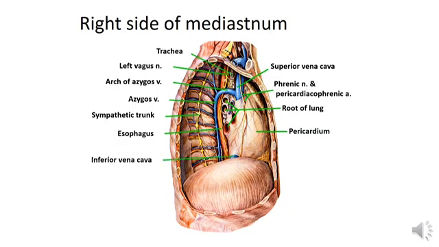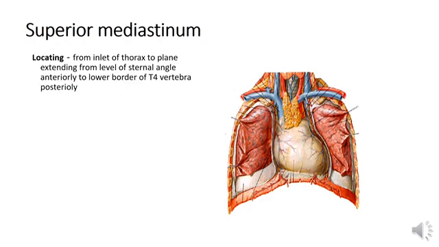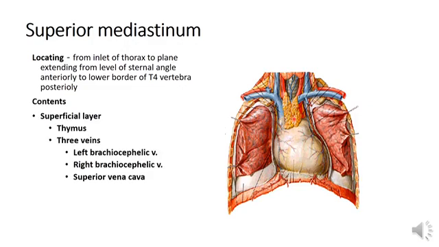This is the superior mediastinum, located from the inlet of the thorax to a plane extending from the level of the sternal angle anteriorly to the lower border of the T4 vertebra posteriorly. Contents: we have in the superficial layer the thymus, and then after we remove the thymus we have three veins.